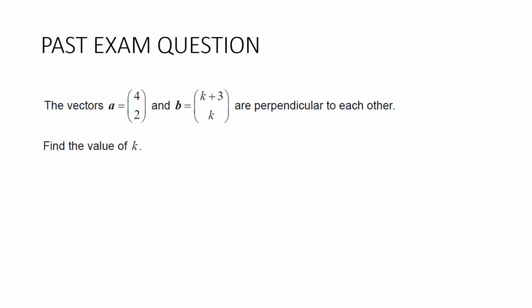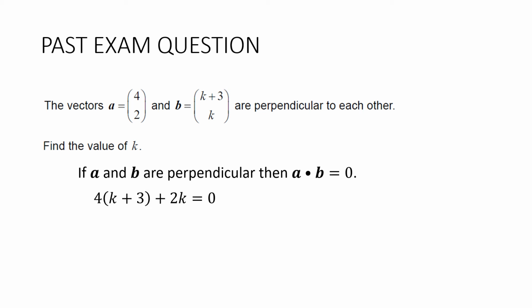Here's an example. The vectors a and b are perpendicular to each other. Find the value of k. So we want to work out the dot product and put that equal to 0. So we do 4 lots of k plus 3 in brackets plus 2 lots of k and put that equal to 0. And just solving it, it's a very simple equation. 4k plus 12 plus 2k is equal to 0. Collecting like terms, 6k is equal to negative 12. k must be equal to negative 2.